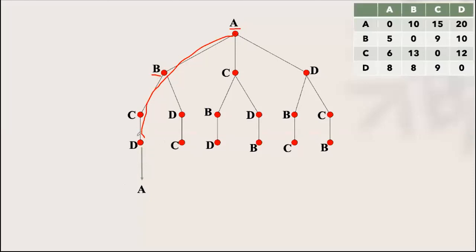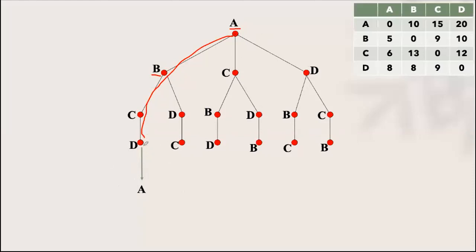If you take this path, finally again I have to go back to A. From here also, if you go, again you have to go to A. So whichever path you take, ultimately we have to end up at A. So let's find out the cost of each and every path and see which one is minimum.